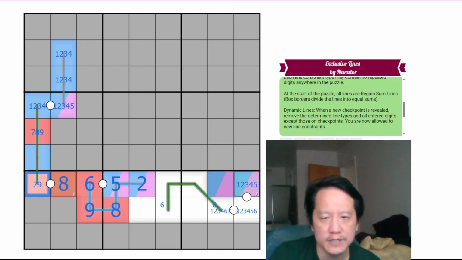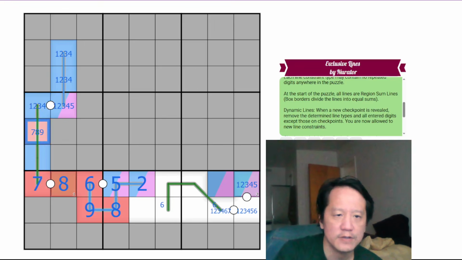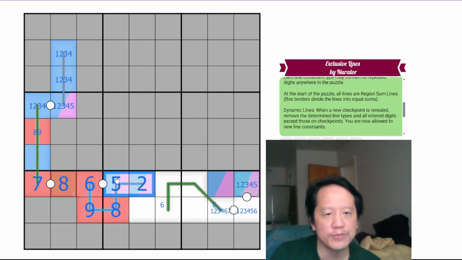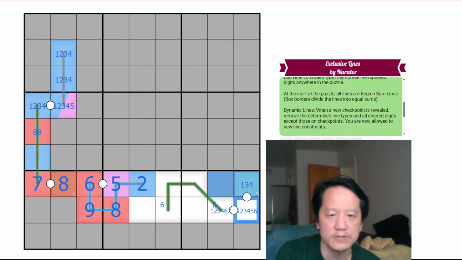9 eliminates 9 here, so that's 7, which means this can't be 7. We have to have 1, 3, and 4. This is obviously not low. This is not 5. These can't be 5. It's not 2 or 5 here, which means this cannot be 6 here. This cannot be 7 here.